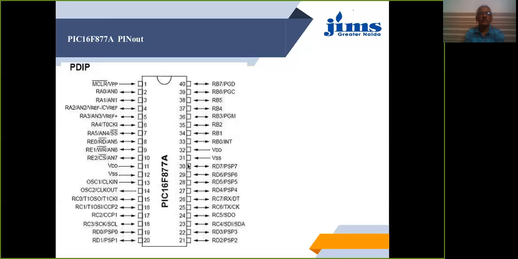What other things do we observe from this diagram? A direct observation is that most of the pins are multifunction pins.